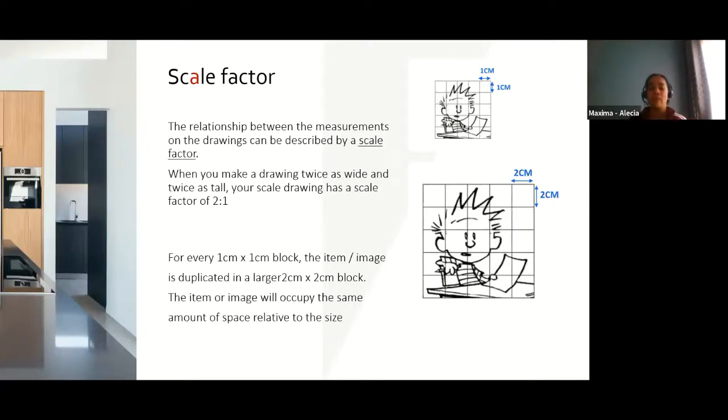To explain it more, when you're drawing or enlarging an image and you use square options or grids, you are normally able to enlarge or double an image by doubling the size, or multiplying that size by a different number, but in the same sort of space. So for every 1 centimeter block, the image is duplicated in a larger 2 centimeter block. The image will occupy the same amount of space in that particular image. And that's how we normally have the ratio 2 to 1.